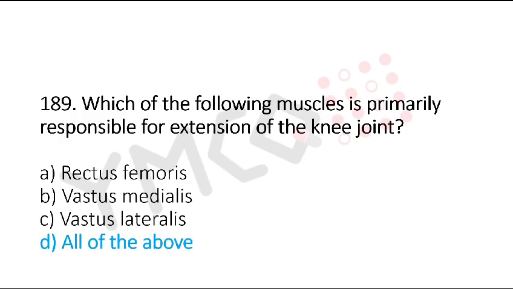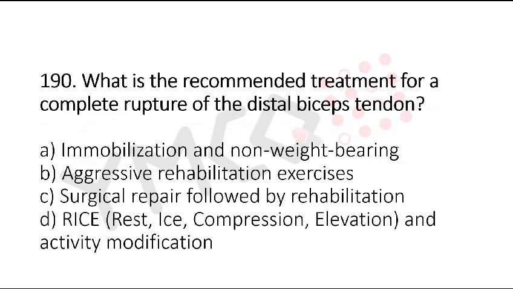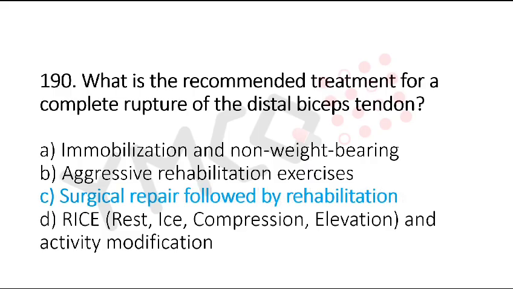Now let's move to question number 190. What is the recommended treatment for a complete rupture of the distal biceps tendon? Option A, immobilization and non-weight bearing. Option B, aggressive rehabilitation exercises. Option C, surgical repair followed by rehabilitation. Option D, RICE protocol and activity modification. And the answer is option C, surgical repair followed by rehabilitation.